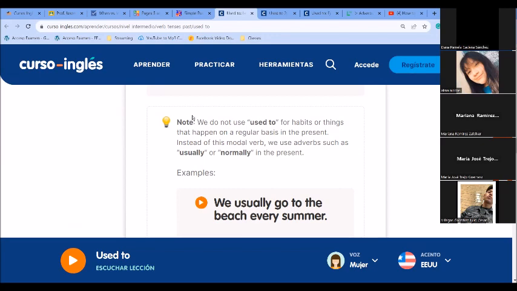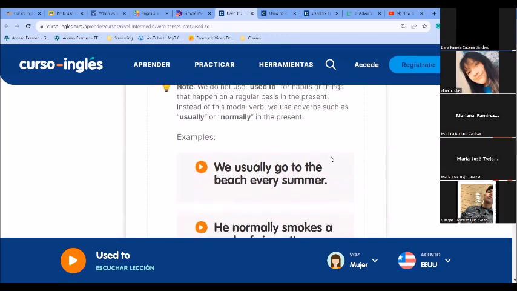Dana, help us with this note. Yes, we do not use used to for habits or things that happen on a regular basis in the present. Instead of this modal verb, we use a verb such as usually or normally in the present.